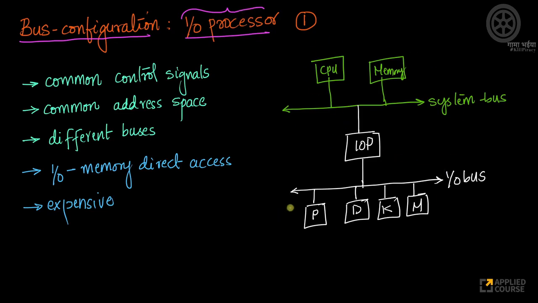This is the block diagram again. This is my system bus, this is my CPU, this is my memory. My whole system bus is here, right?